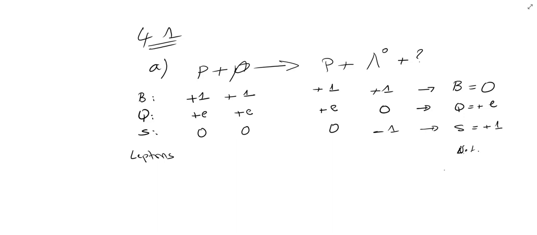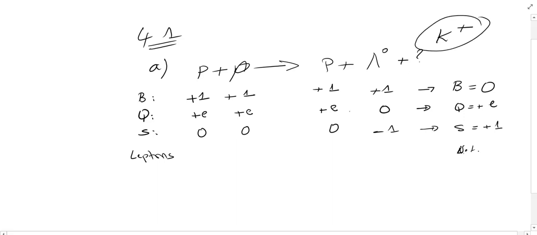So the baryon number is 0 for all of the mesons. The charge is positive e, and then the strangeness must be positive 1. And if you look at the choices that you have in this case, the only particle that fits the bill is a kaon plus, positive kaon. Its baryon number is 0, its charge is positive e, and its strangeness, if you look at it in the table, is exactly positive 1. So that is the only particle on that table that fits the bill. So that's the missing particle in here.